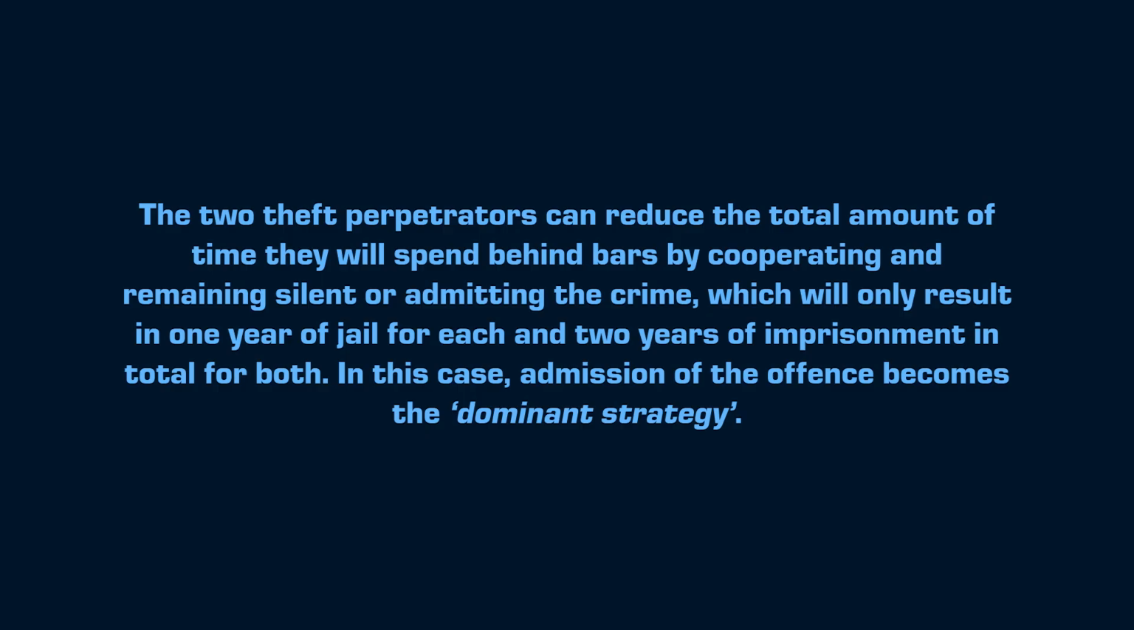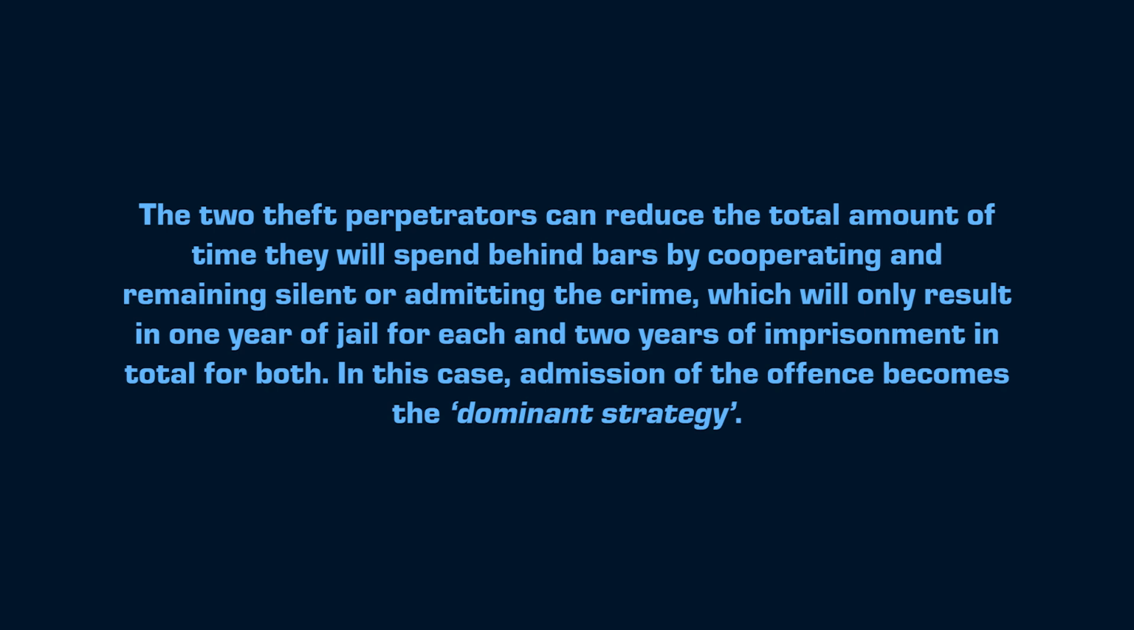cooperation with Arjun. In any case, Arjun will always be better off defecting as well, as he has the same set of options available as Karan. The prisoner's dilemma arrives at a paradoxical situation, which is explained again further as follows. The two theft perpetrators can reduce the total amount of time they will spend behind the bars by cooperating and remaining silent or admitting the crime, which will only result in 1 year of jail for each and 2 years of imprisonment in total for both.